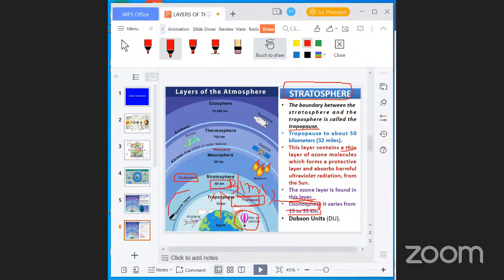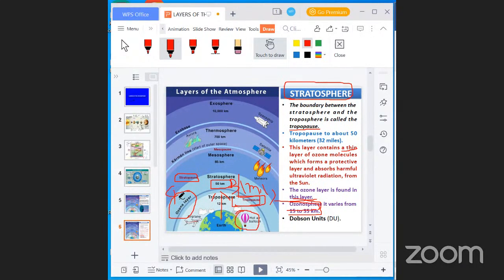Where is this ozone layer in this figure? Here, right? In the atmosphere, ozone exists in two forms: good ozone and bad ozone. All of you know about this. Bad ozone is formed in the atmosphere and harms plants and animals. Good ozone protects us against dangerous ultraviolet light from the sun, right? Good ozone is found in the upper part of the atmosphere, that is the stratosphere.